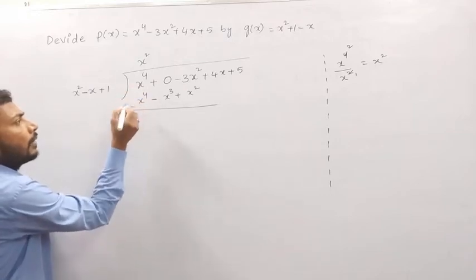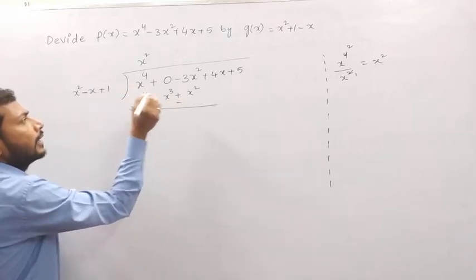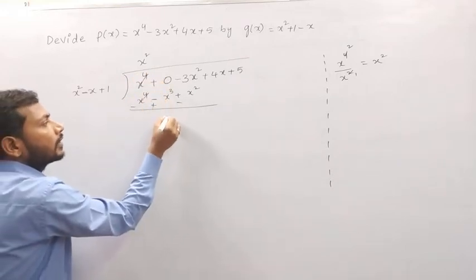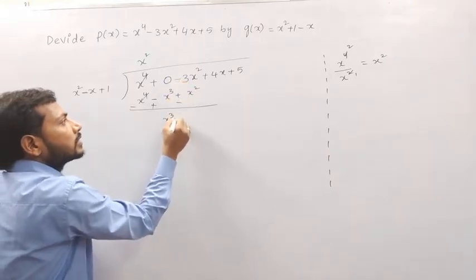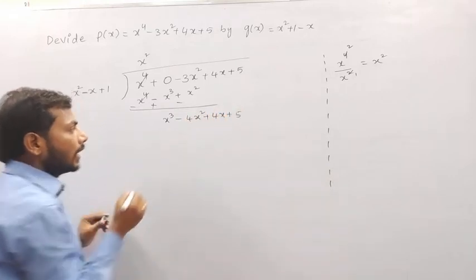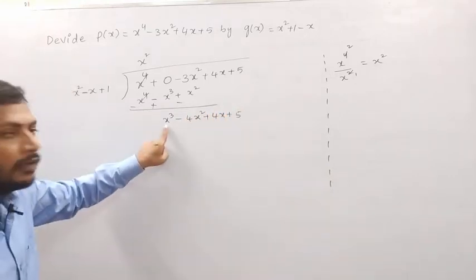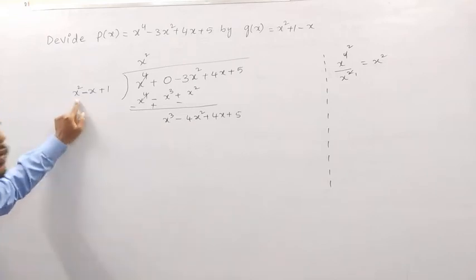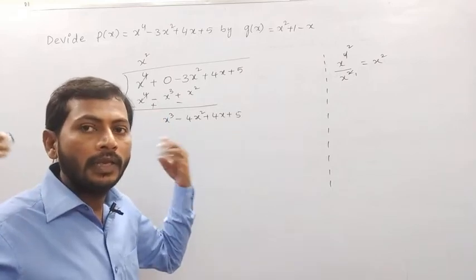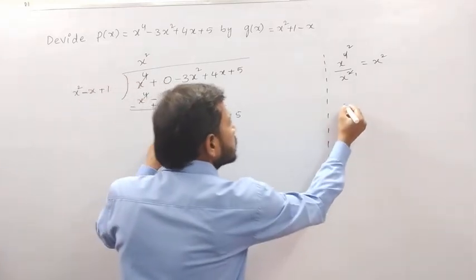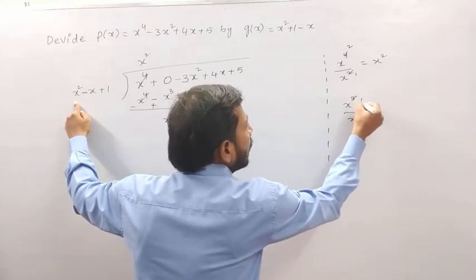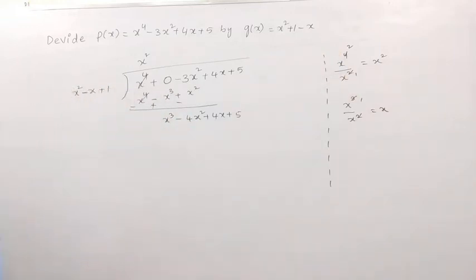Here, subtracting: minus plus minus. X power 4 minus x power 4 is cancelled, and plus x power 3 again minus, minus 4x square plus 4x plus 5. Now observe which term we need: x power 3. How much do you have? X square. Then again, no need to multiply or anything, simply keep it aside. The first term is x power 3, and the first term is x square. Dividing, I got x. Power 1 means x only.